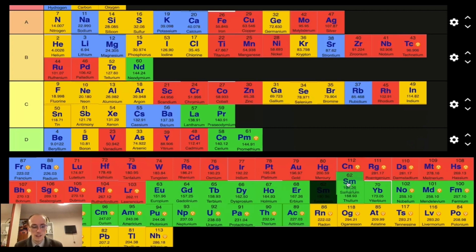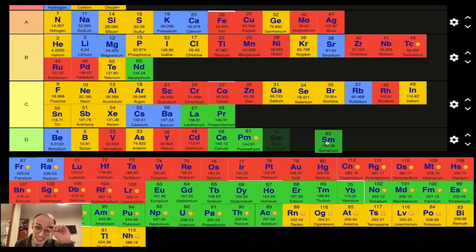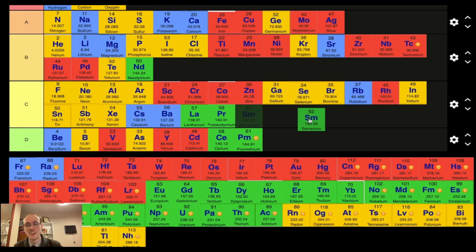Next up is samarium. Like neodymium, it can be used in magnets. These magnets have the ability to go up to over 700 degrees and not lose their magnetic properties. It's also found in the flint part of many lighters, but smoking is bad, so samarium can go here. Element number 61 was promethium, so element number 62 is samarium.